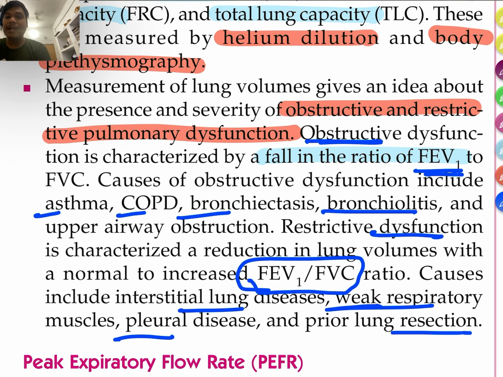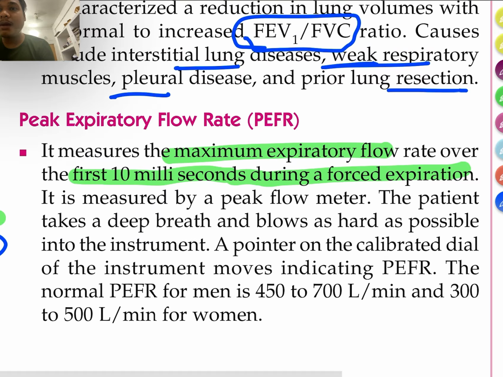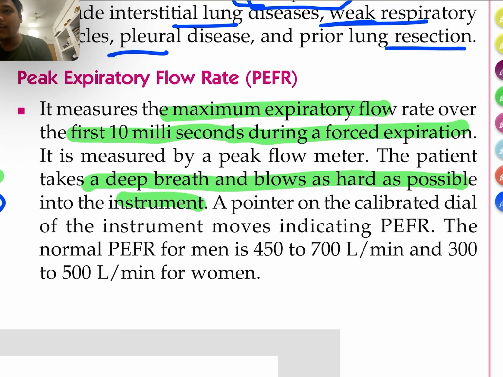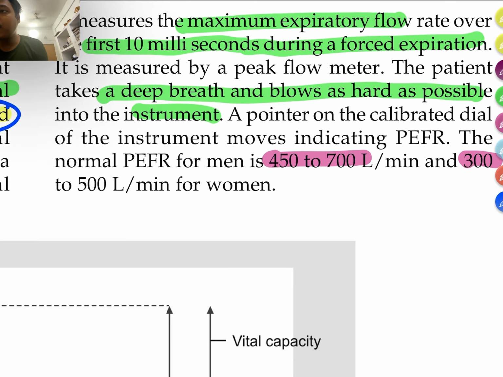Now next is our peak expiratory flow rate. What is peak expiratory flow rate? It measures the maximum expiratory flow rate over the first 10 milliseconds during forced expiration, in which the pressure will be high. The patient takes a deep breath and blows as hard as possible into the instrument. The pointer of the instrument will show a value of around 450 to 700 ml for men, and 300 to 500 ml for women.